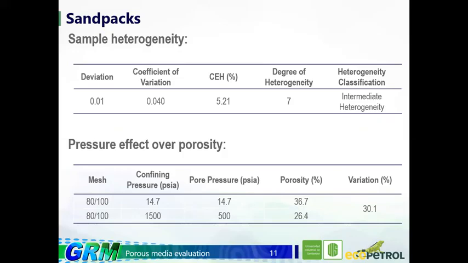For pressures of 14.7 and 1,500, the porosity values obtained were 36.7% against 26.4% when the higher confining pressure and pore pressure were applied. So this is a variation of around 30.1% between one and another. That means there is a reduction in the porosity when the confining pressure is applied and the pore pressure is also represented.